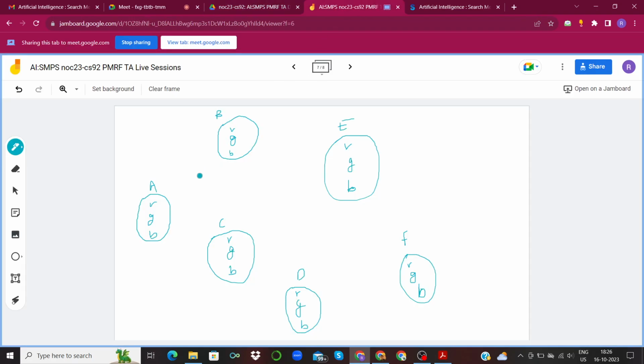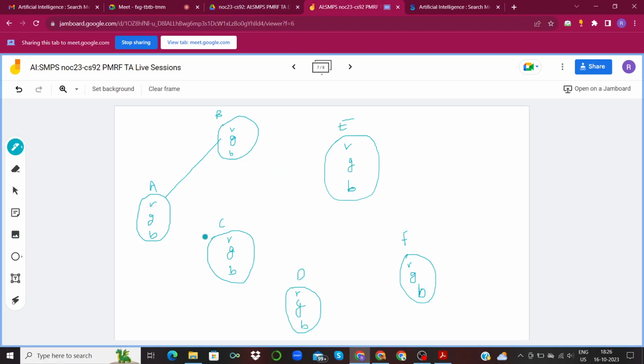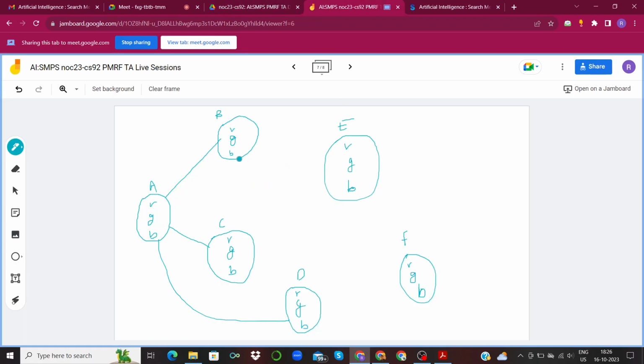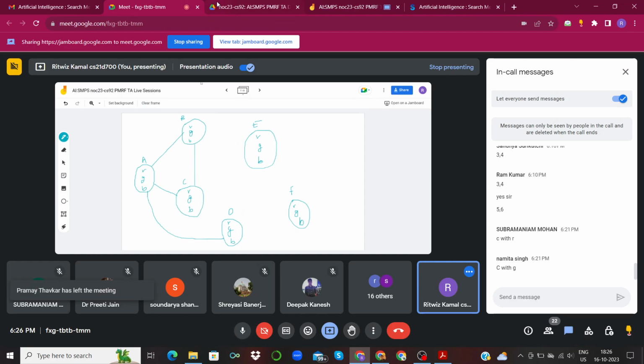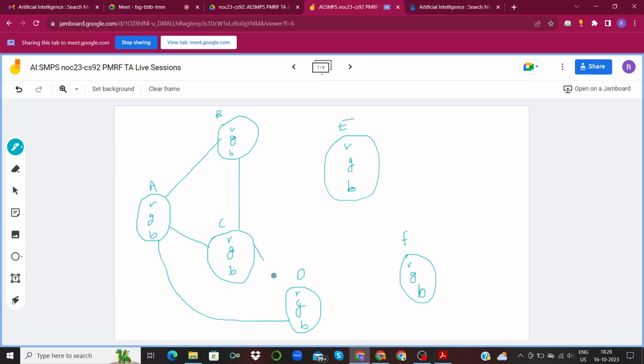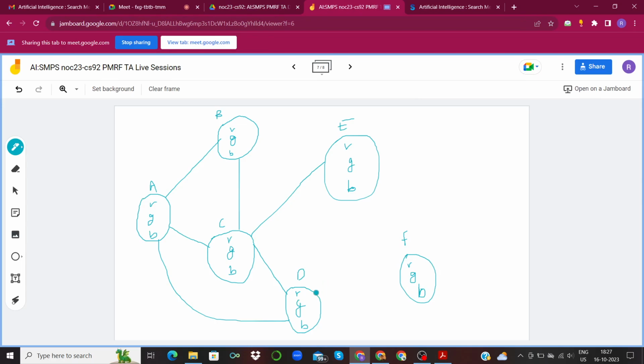and also let's connect the different regions that are connected to each other. So A is connected to B, then A is connected to C, and A is connected to D. Then we have B is connected to C, we have C connected to D, and C connected to E, and D to E and F. Okay, so this is our connection, and let's see the first step.